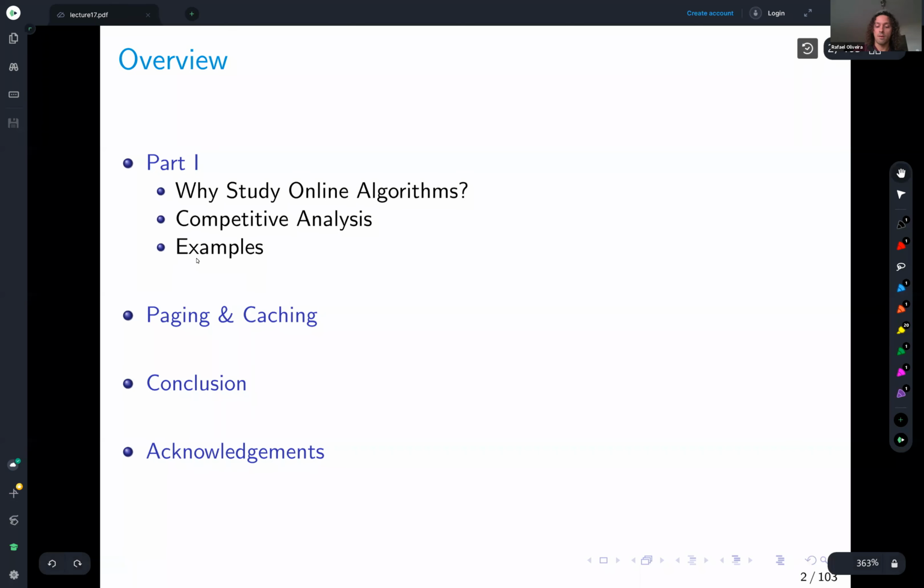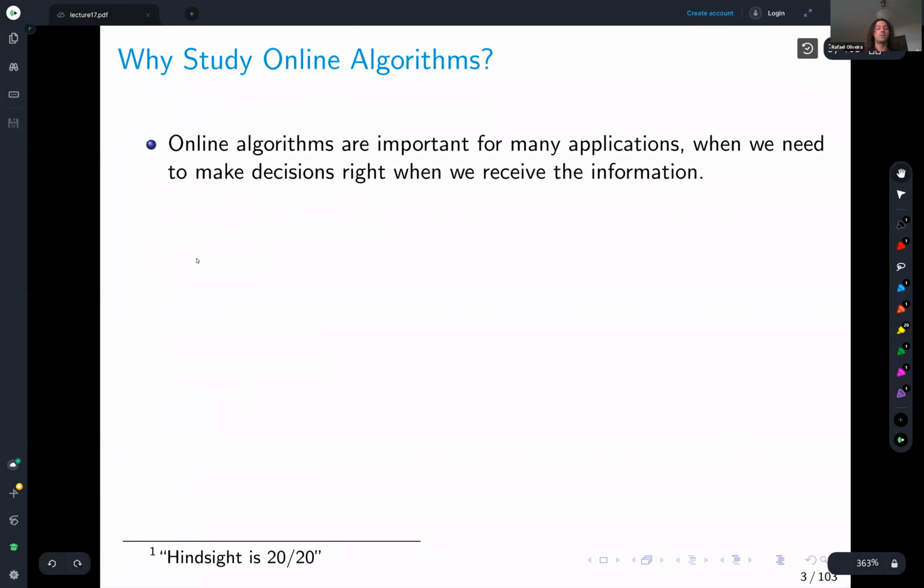All right. So why should we study online algorithms? It turns out that online algorithms are important for many applications. In particular, you should think of an online algorithm as when we need to make decisions right when we receive the information. This is the intuition of the setup, and then we're going to formalize it.